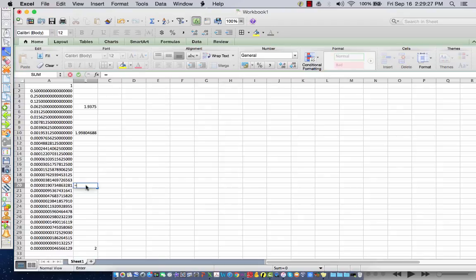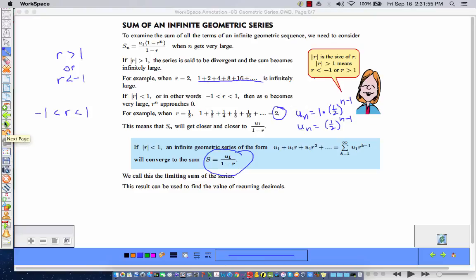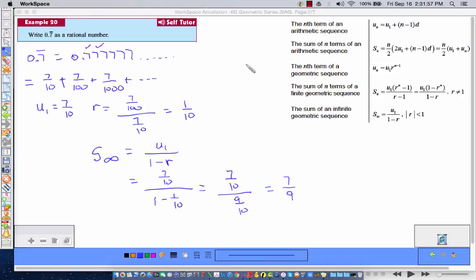Let me do this. Maybe we can get something in between. This is probably going to be 1.9999999. We'll see. Yep, you see 1.999999809. And eventually it gets closer and closer to 2, until we say it eventually equals 2 if we take an infinite number of terms. And again, that's why we can use this formula to find the sum of an infinite geometric series, as long as the common ratio is between -1 and 1.